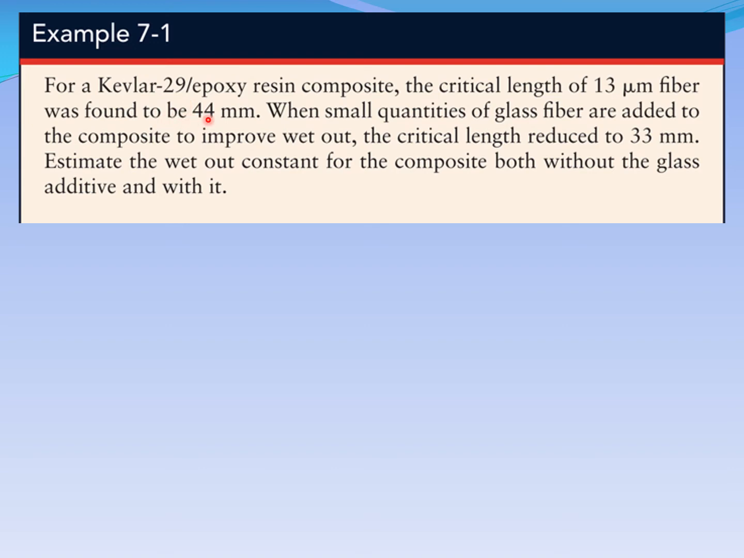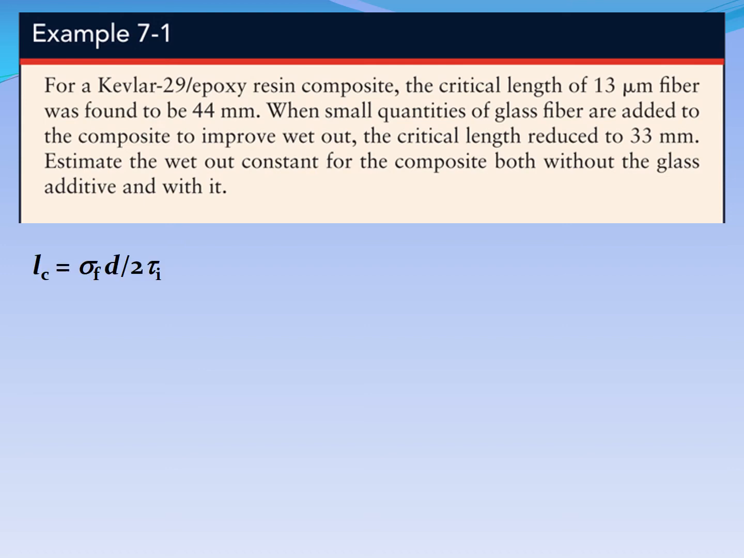Now they say wet out. To improve the wet out, they added some small glass fiber, chopped glass fiber. Small quantities of glass fiber are added to improve the bonding strength between the fiber and the matrix. If they did that, then the critical length reduced from 44 to 33, right? So wet out constant tau I, find it for both the cases.